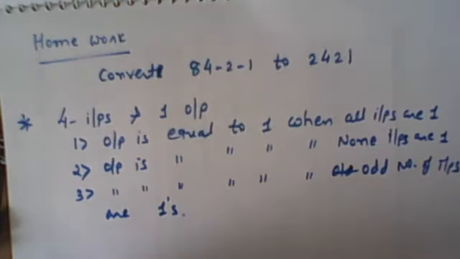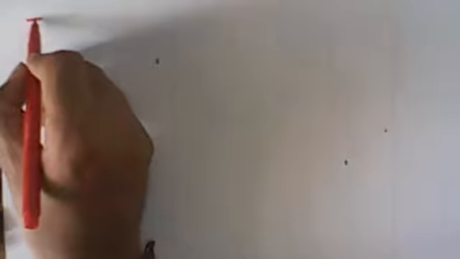So the problem statement is to design a combinational circuit which has 4 inputs and 1 output. Output is equal to 1 when all the inputs are equal to 1, when none of the inputs are equal to 1, and when an odd number of inputs are equal to 1. This is the problem we have to design. First step is to prepare the truth table.